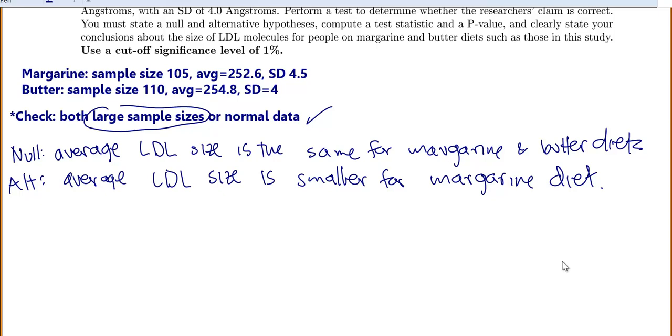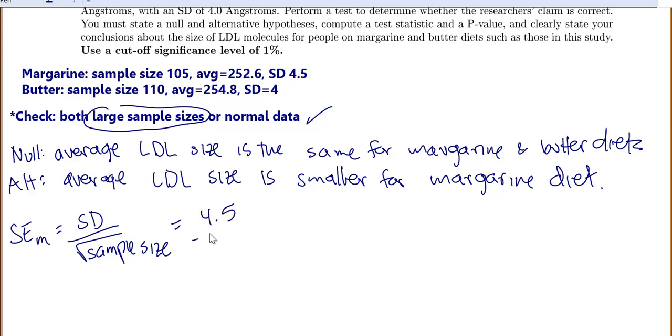Now my next step is to find the test statistic, but there's usually some intermediate work that we need to do. In this case it is finding both standard errors. So let's find the standard error for margarine. And remember, it's just always your SD over the square root of the sample size. The SD for margarine is 4.5 over the square root of the sample size, which is 105. So 0.439.